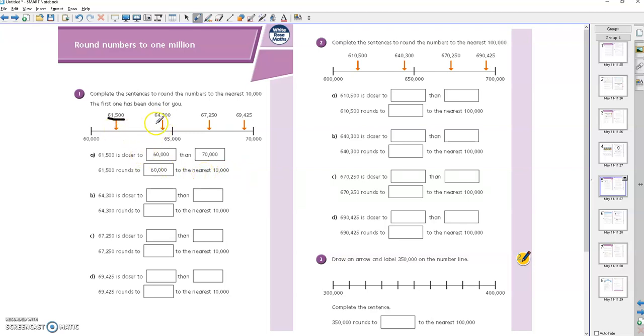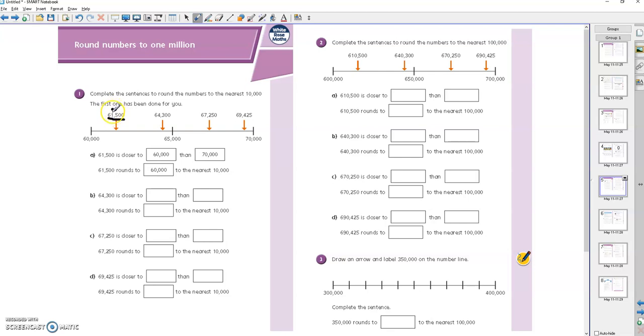So remember, it's rounding to the nearest 10,000, so it'll either be 60,000 or 70,000. And here, like I was talking before, when we're rounding to 10,000, we actually look at the thousands column, which is there. So if it's rounding to 10,000, we look at the column to the right, which is the thousands column, and then we look at that one.